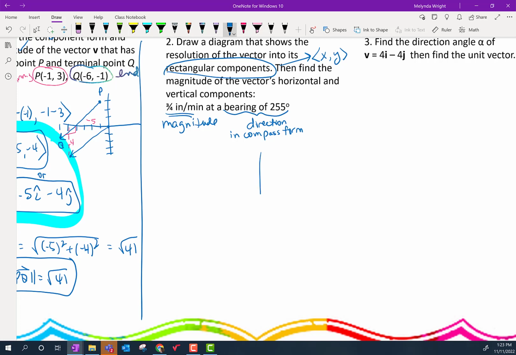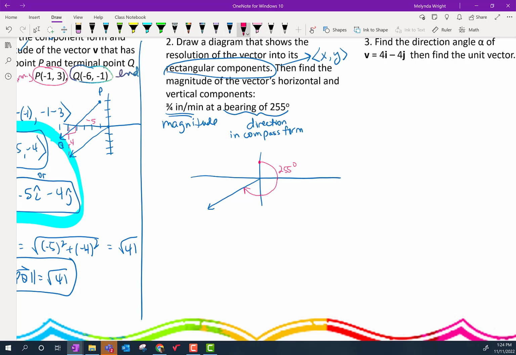So we're going to draw our axis. All right, so if we're in bearing form, it's like compass. This is like the north line, we're going to start on the y-axis and we're going to rotate 255 degrees. So that takes us 90 degrees, that takes us 180 degrees. This takes us probably around 255. So we know we can't go all the way to that line because that's 270. So this is 255 degrees. We notice how we measured from the y-axis, which is like the north line, and we went clockwise.